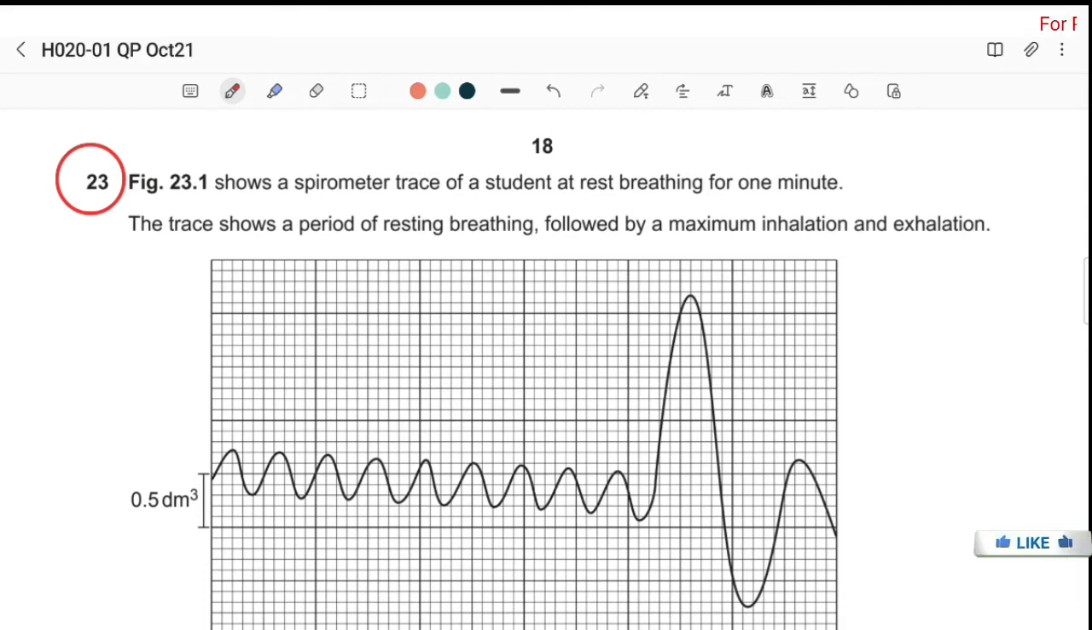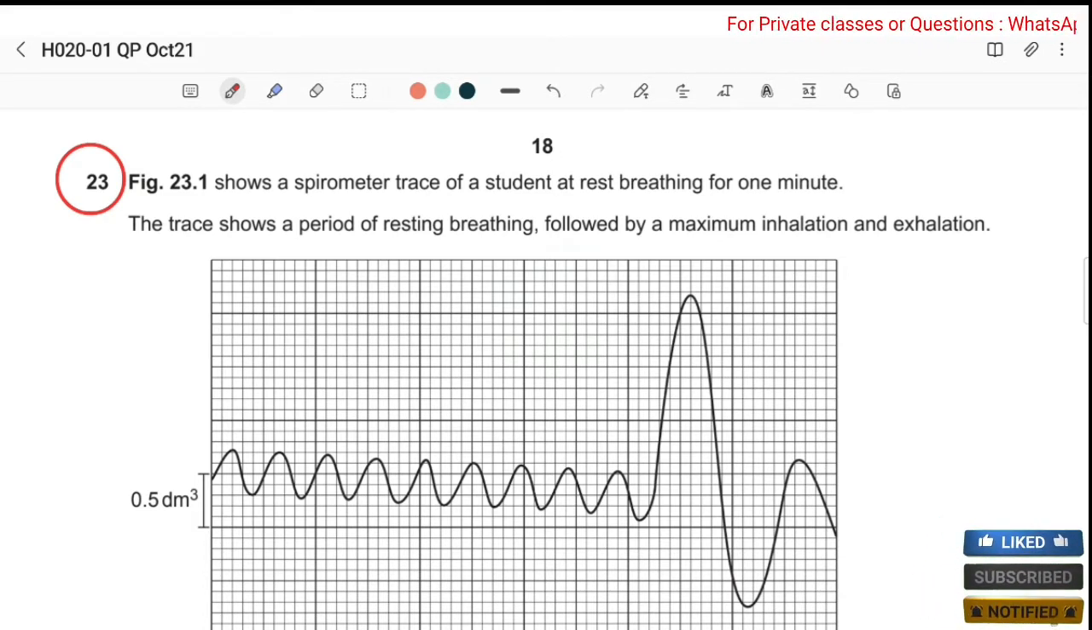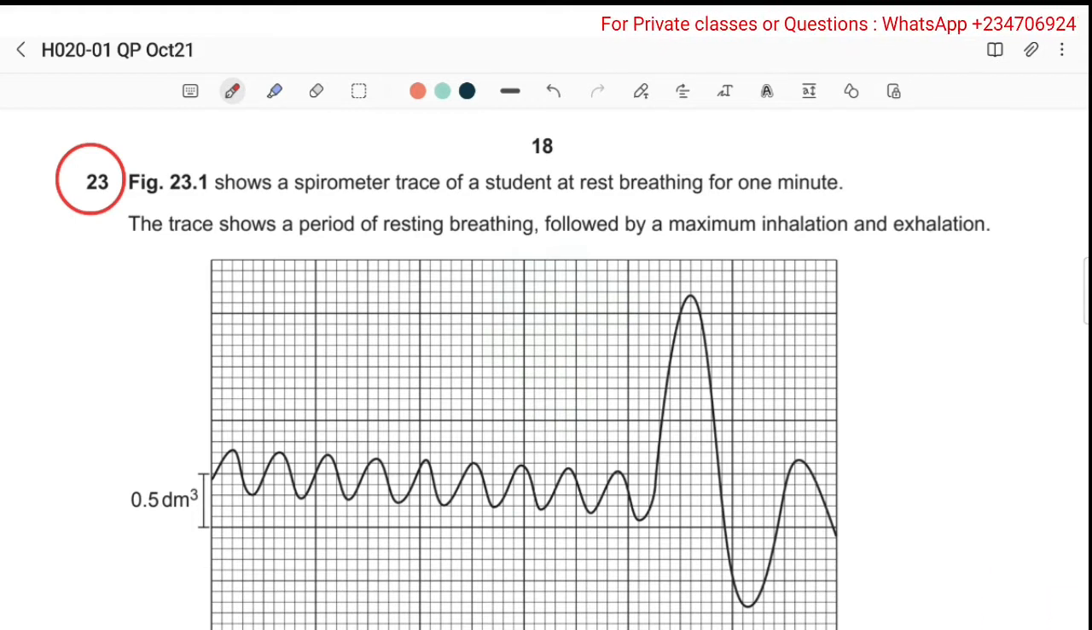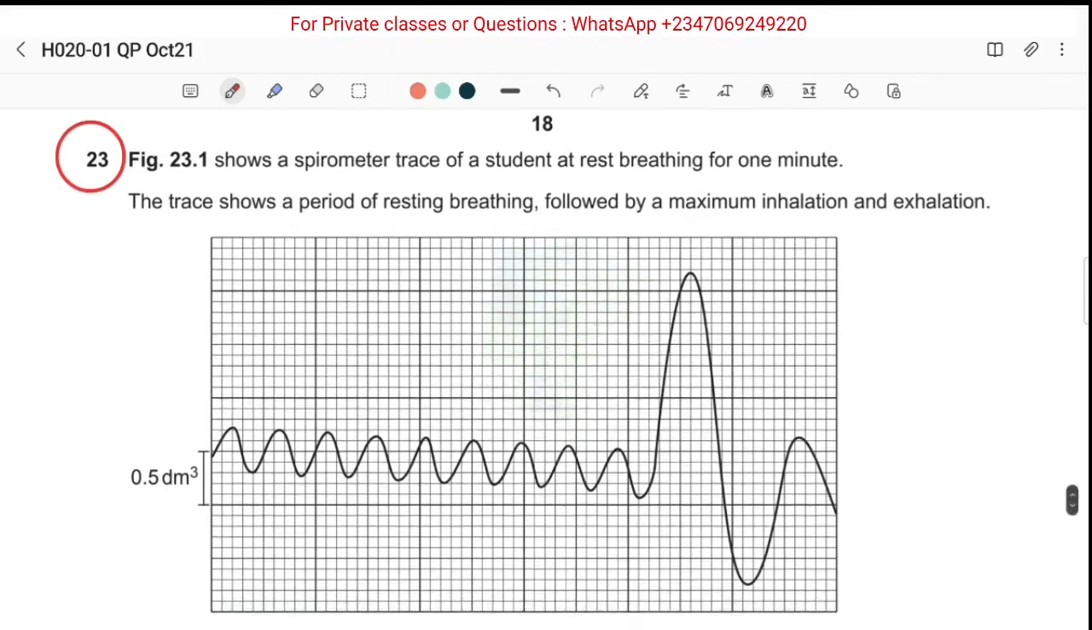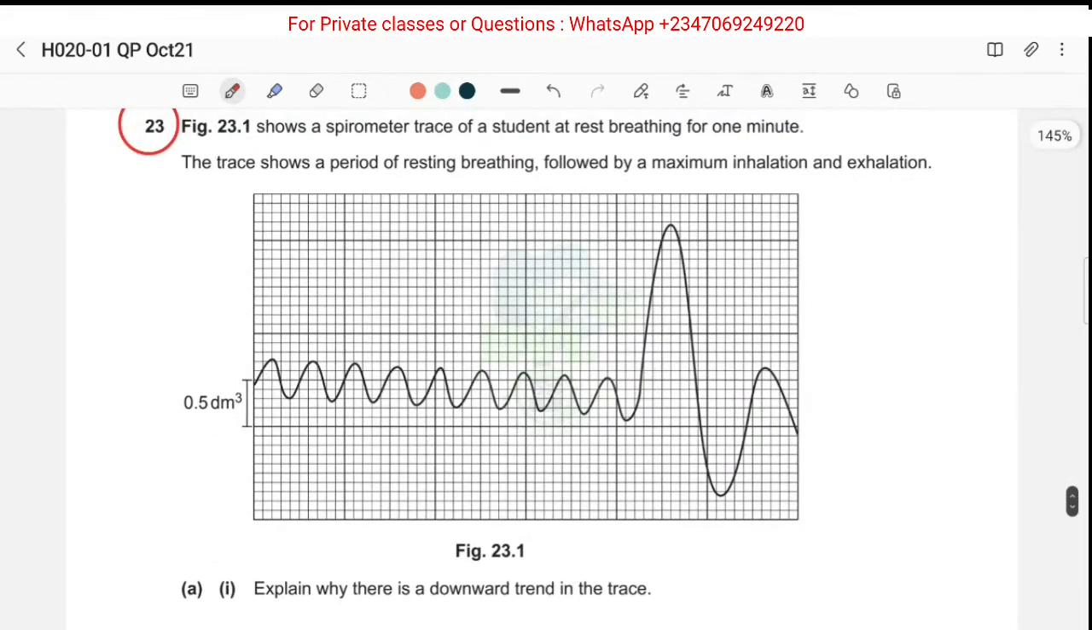On today's edition, we'll be looking at some questions on OCR A-Levels 2021. This question says, Figure 23.1 shows a spirometer trace of a student at rest breathing for 1 minute. The trace shows a period of resting followed by a maximum inhalation and exhalation. You need to understand everything on this graph. There's a lot of information to know for you to be able to answer these questions properly.